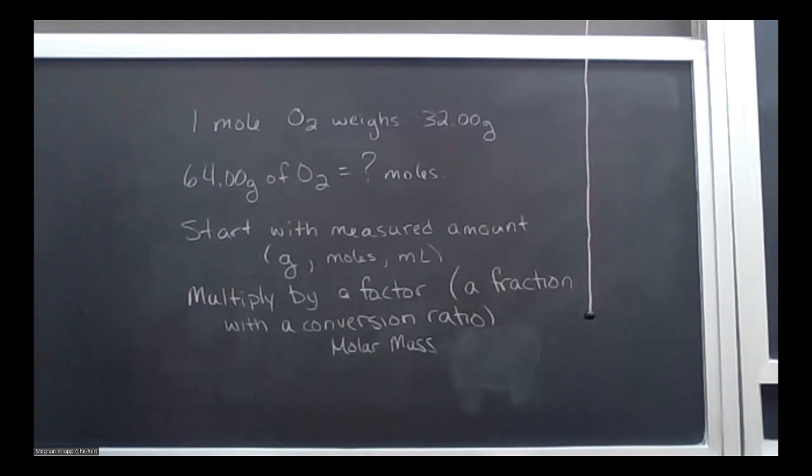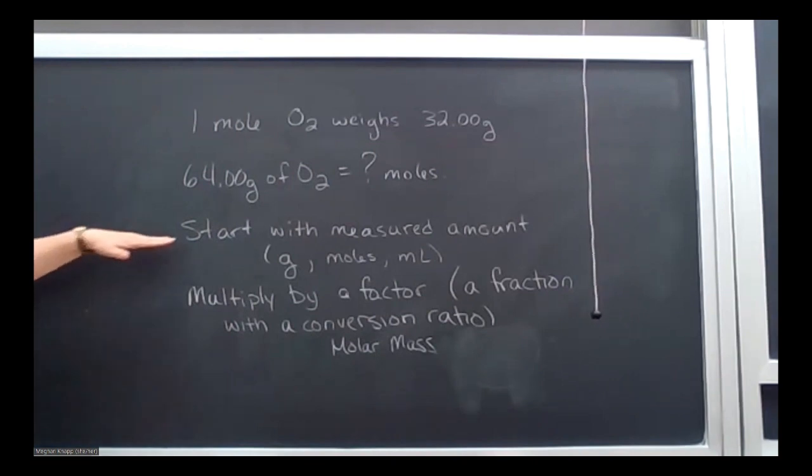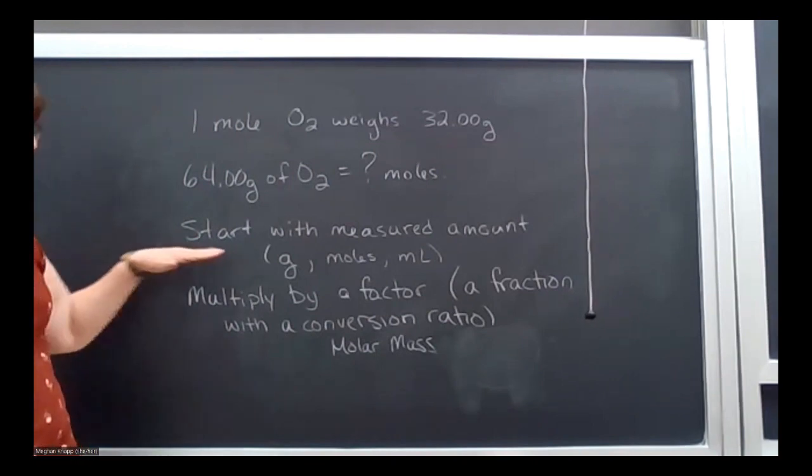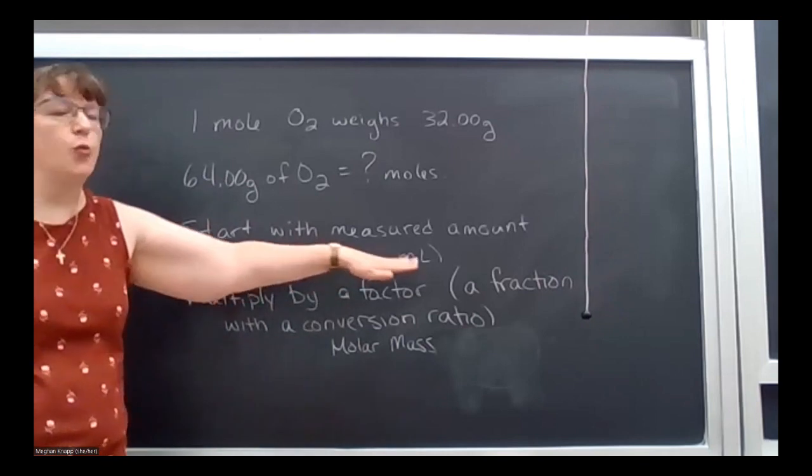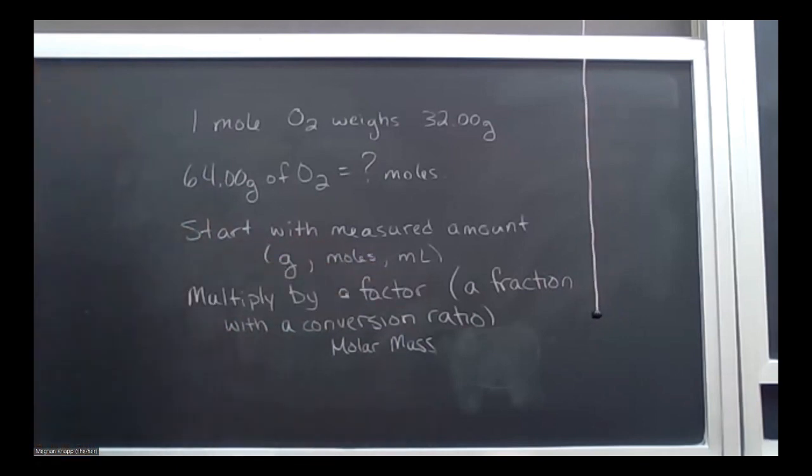Normally, we're working with less than a gram in lab, so we don't have even one whole mole, okay? So we need a way to get to moles without having to figure out about doubling and whatnot. So we're going to start with a measured amount, and so that means grams or moles or milliliters. You wouldn't use density, that's not a measured amount.